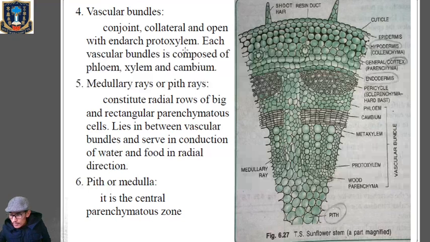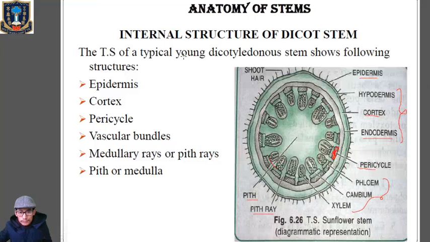Now what does collateral mean? Collateral means xylem is toward the inner side and phloem on the outer side. That is called collateral. So xylem is present toward the inner side and phloem is present towards the outer side. That is called collateral. Open means when we can see the presence of cambium between the xylem and the phloem. So that is called open. So look over here.